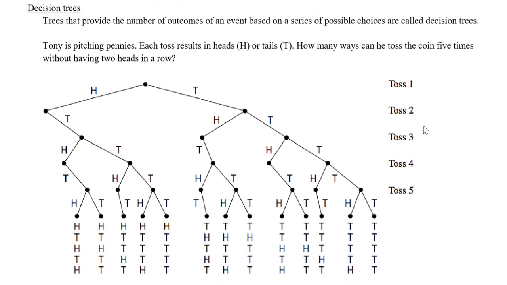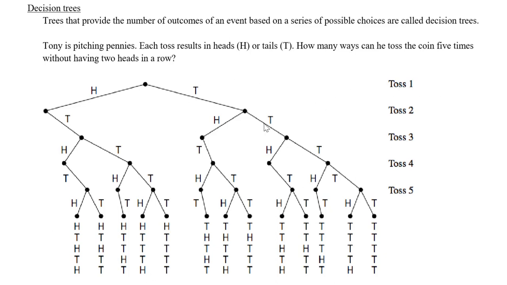Let's talk about decision trees. As I showed earlier, when you have a burger with or without, this is very similar. Let's see this example. A tree that provides the number of outcomes of an event based on a series of possible choices is called a decision tree. So let's see this example. Tony is pitching pennies. Each toss results in heads or tails. How many ways can he toss the coins 5 times without having 2 heads in a row?